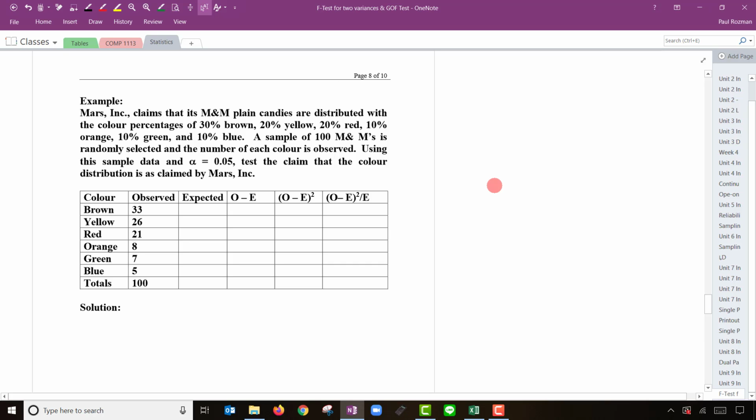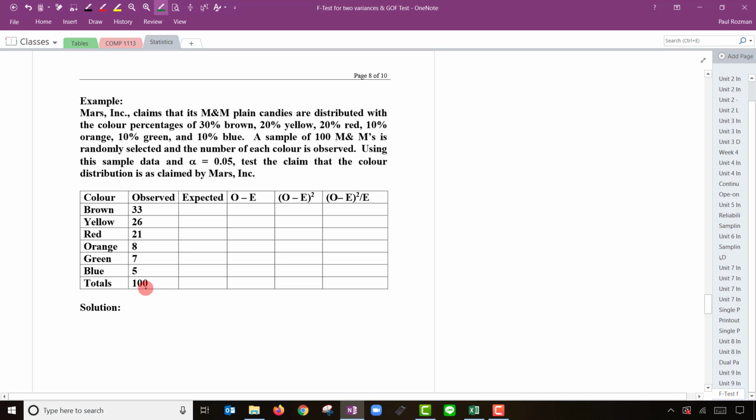When you buy a pack of M&Ms, it has 100 M&Ms in it. The company claims that 30% of all M&Ms are brown, 20% are yellow, 20% are red, 10% are orange, 10% are green, and 10% are blue. Well, do we believe them?